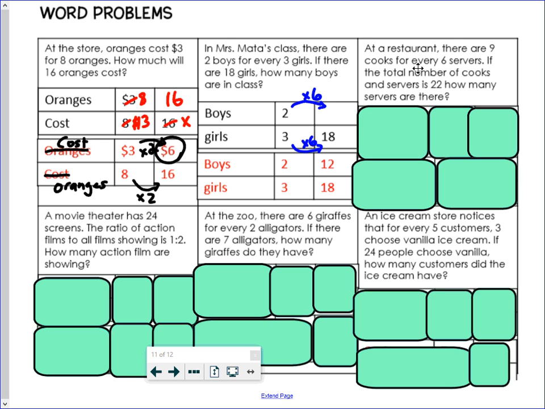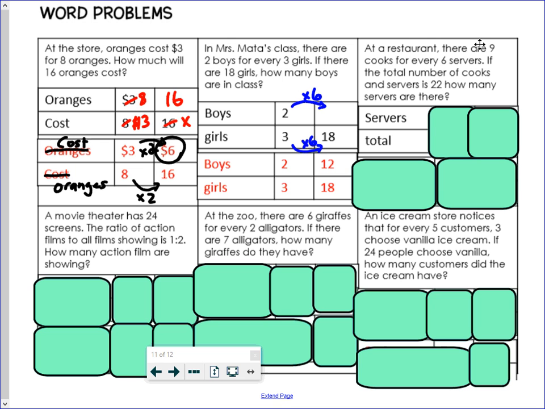At a restaurant, there are 9 cooks for every 6 servers. If the total number of cooks and servers is 22, how many servers are there? So here, our ratio is going to be cooks to servers, or servers to cooks. I'm sorry, how many servers are there? Let's see. At a restaurant, there are 9 cooks for every 6 servers. If the total number of cooks and servers is 22. So you're basically adding both of these up. They give us the total number of cooks and servers. How many servers are there?